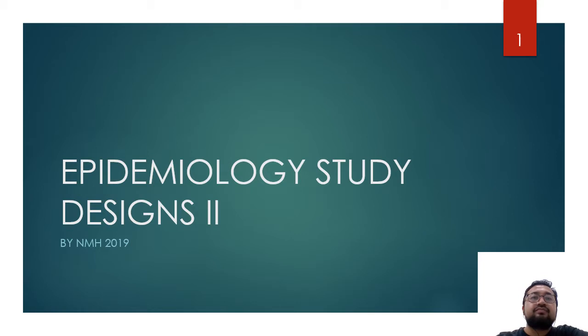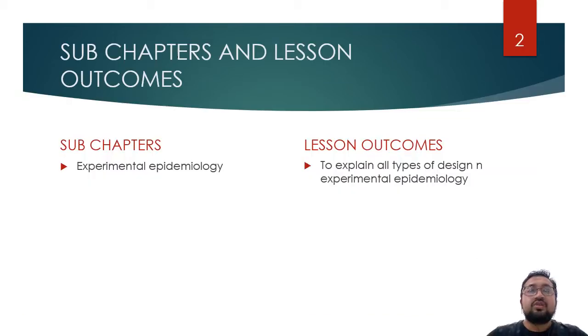Okay, part 2. In this chapter, these are the subchapters and the lesson outcomes. What we are going to learn about in this lecture is the study design in experimental epidemiology. The lesson outcome that we expect is to explain all types of design in experimental epidemiology.